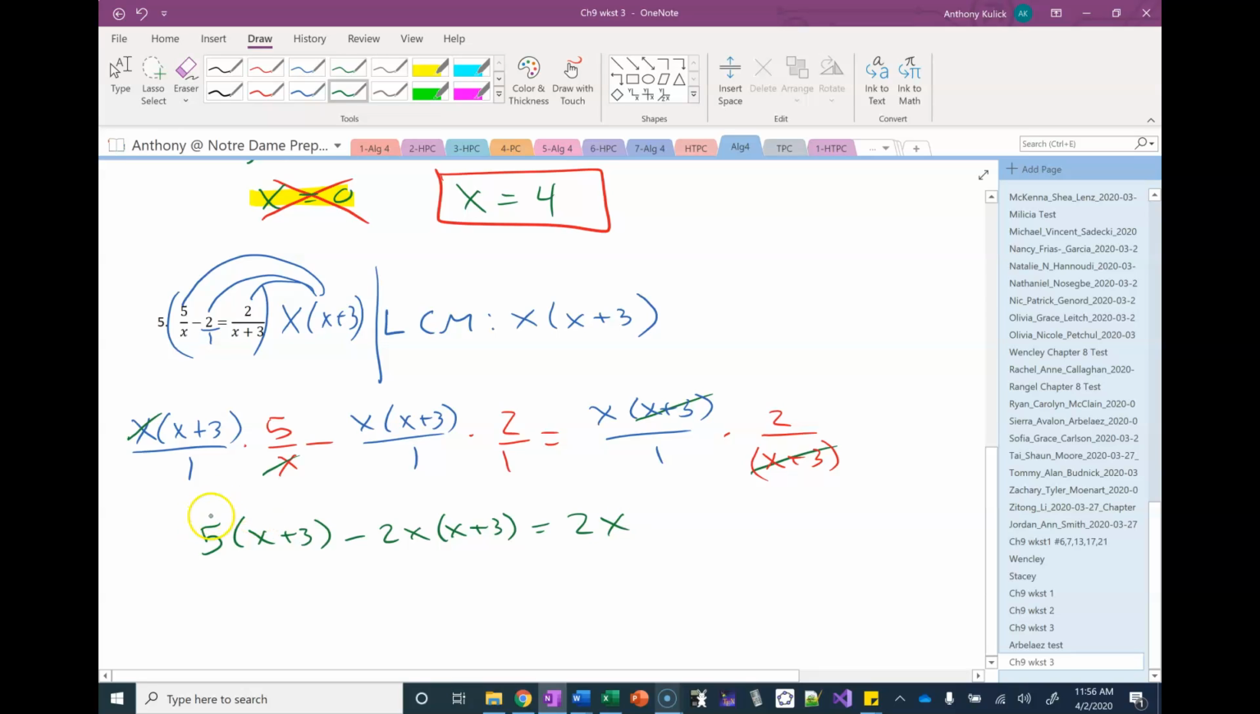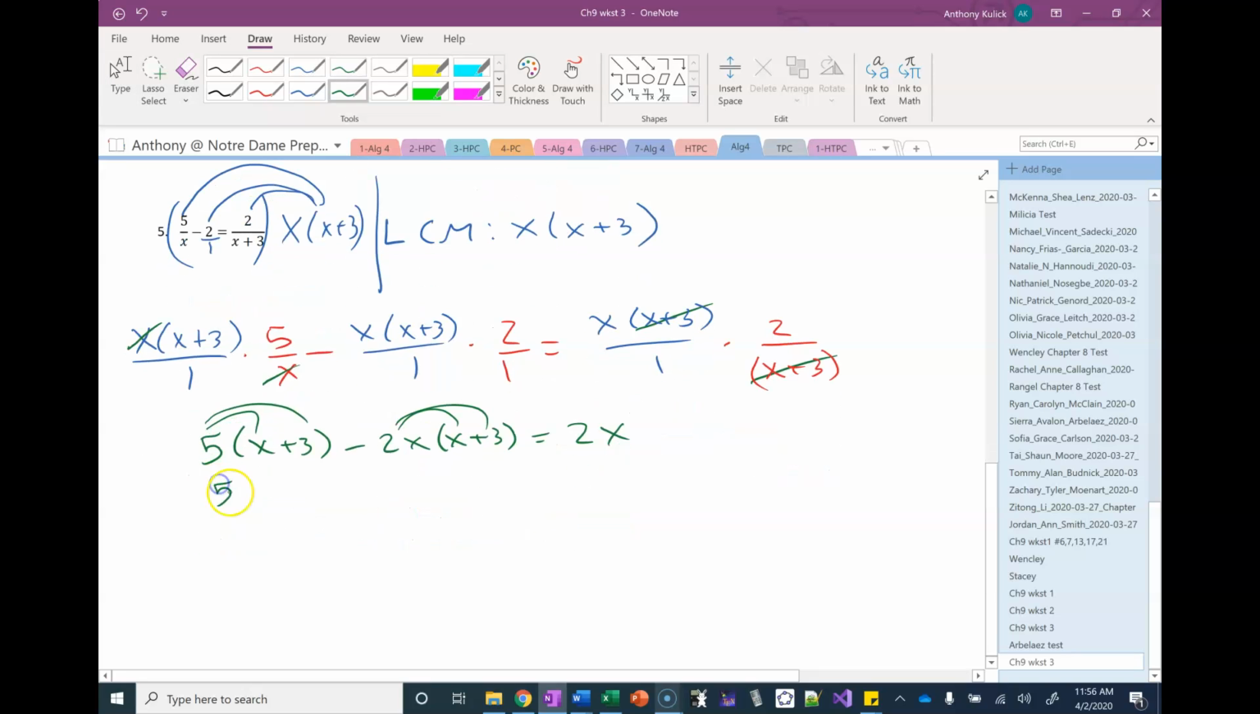So now I'm just going to distribute these things through. So that's going to give me 5x plus 15. Now be careful here, this is a negative 2x, so I have to make sure I take my negative sign with me. Specifically right here, it's easy to forget that. And let's combine some like terms. So I have negative 2x squared minus x plus 15 is equal to 2x.